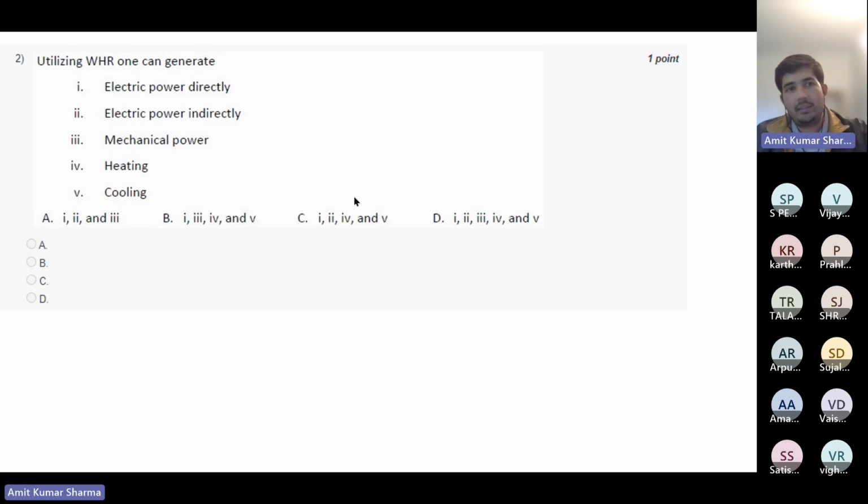But these are the things that can be possible from waste heat recovery. But in practical application, we have to check various parameters. Okay, I think I have cleared your doubt. Anything else? Thank you.